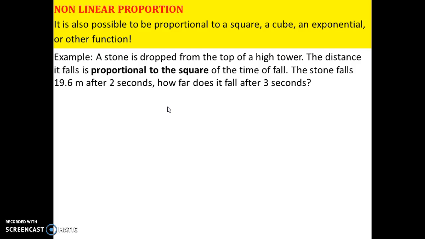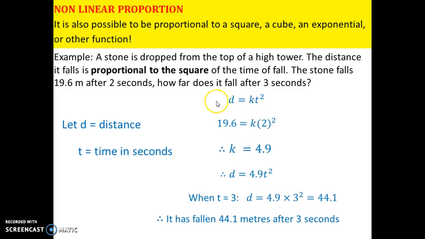Just as another example, this is back to direct proportion in this particular question, but you can do inverse or indirect proportional questions that are related to squares, cubes, exponentials, or different functions. So here's an example where we have a stone dropped from the top of a tower, and the distance it falls is proportional to the square of the time. So setting that equation up, I'll let d equal distance and t equal time, and then d equals the constant times the time squared.